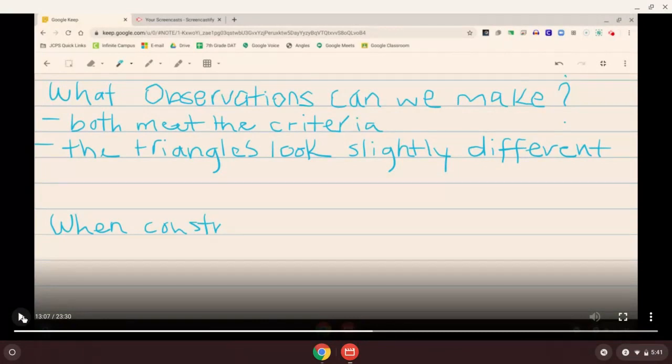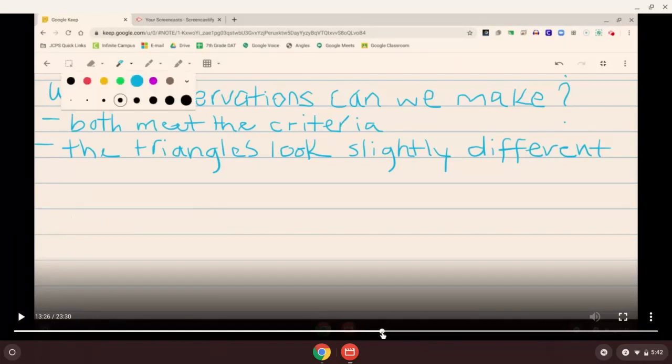So we know that they both meet the criteria. So our question number 1, they met that there was a 90-degree angle, a 50-degree angle, and a 40-degree angle. The second one, we know that it met the criteria because we double-checked and we made sure that it was 3 centimeters for one line segment, 4 centimeters for another, and 5 for the third. And then the other observation we can make is that even though these triangles met the criteria, these triangles look different from one another. So we're going to talk about what that means.